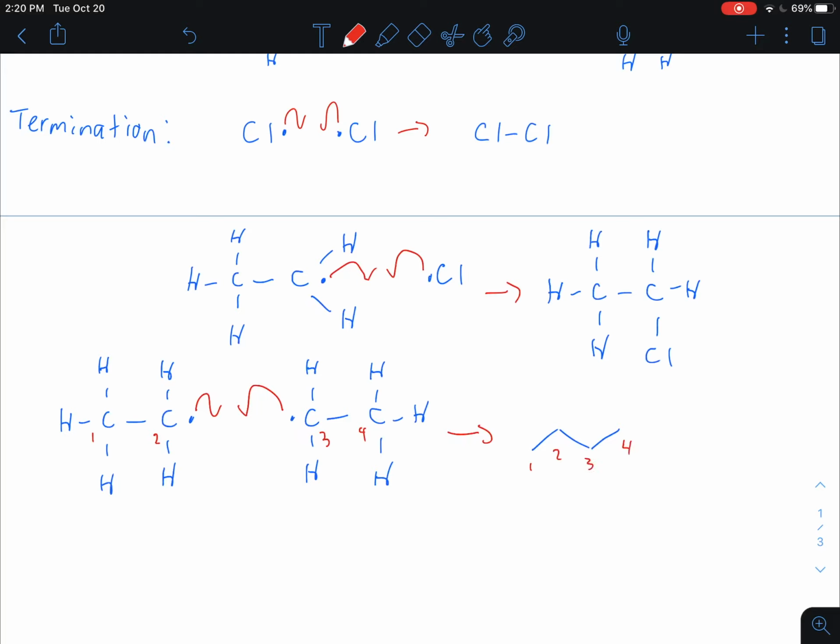So that's what's going on with the radical type reaction. And we can certainly do this with chlorine and bromine. Again, it doesn't work well with fluorine. I think it also doesn't really work well with iodine because of energetics. So those are really the two that we're looking at.